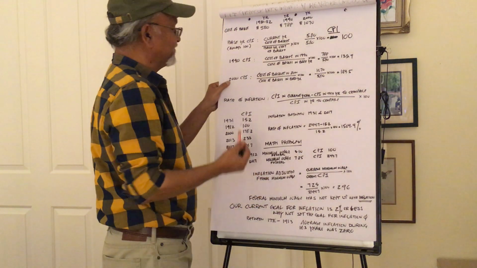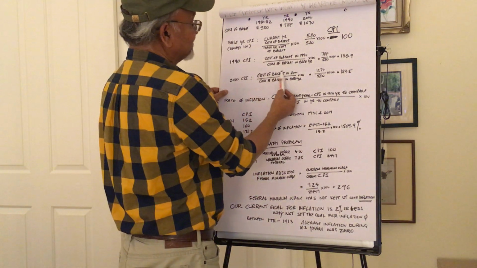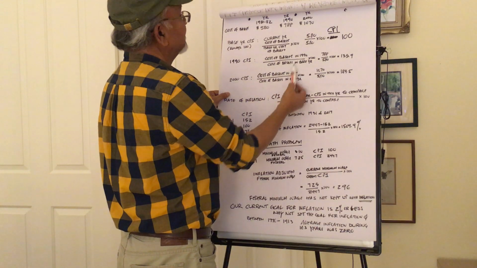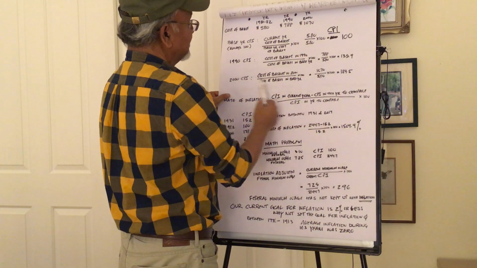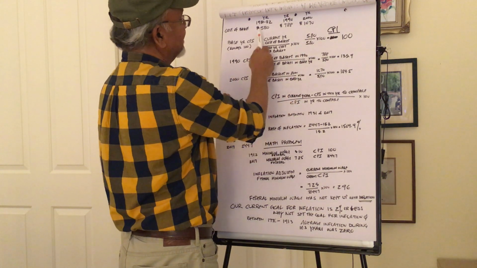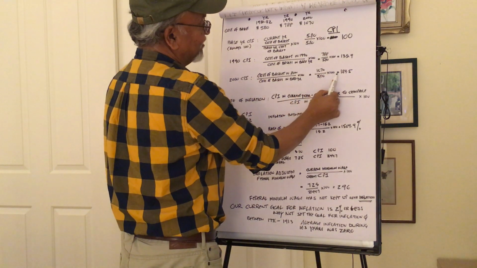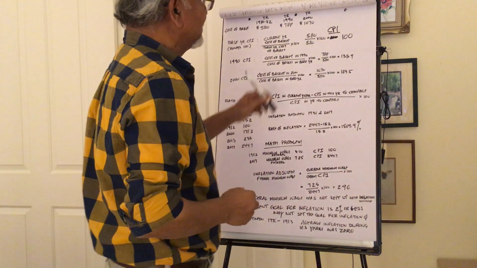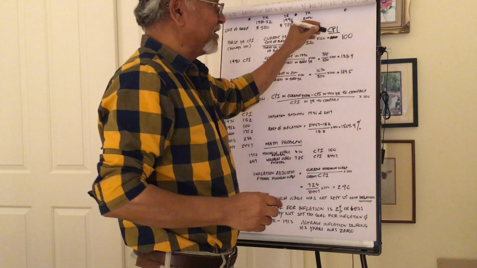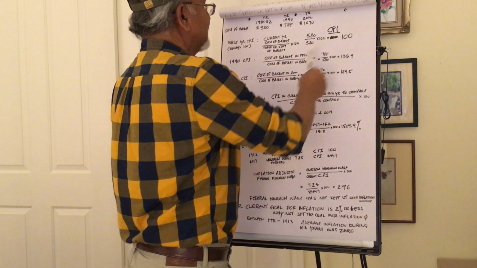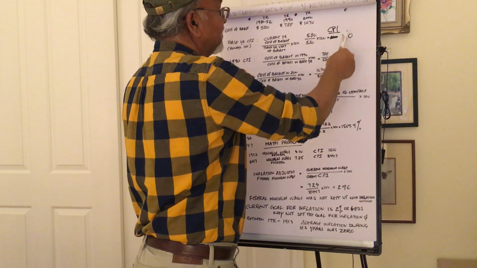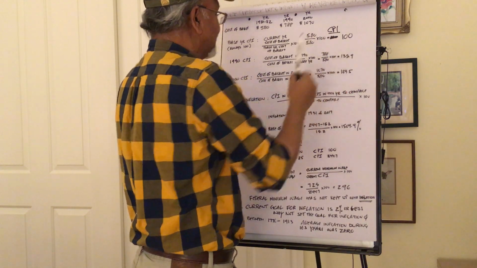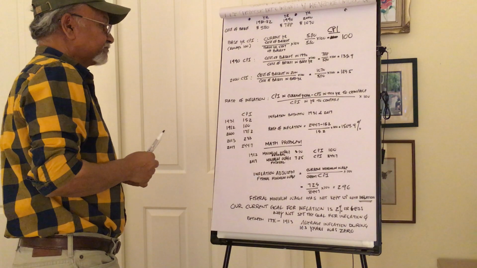So let's see the CPI for 2000. Again, cost of basket in the current year, 2000, is 1070. Cost of basket in base year, which is again 580, multiplied by 100, we get 184.5. Again, the CPI base is always 100. Keep in mind, base is always 100. So it has gone up from 100 to 135.9 to 184.5.